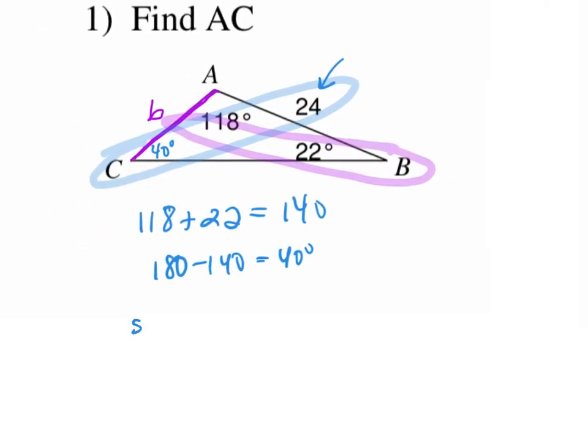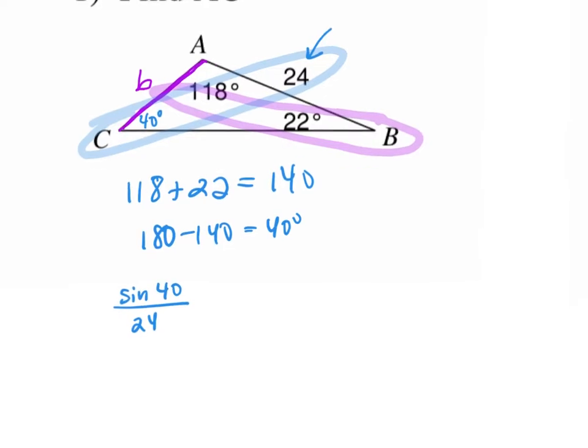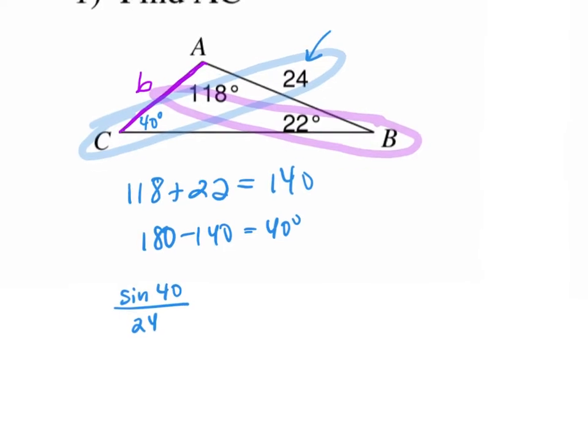You can say sine of 40 over 24. If you want to put 24 over sine of 40, you can do that. Now I'm trying to find B. So what information do I know about B, and then what am I looking for? Am I looking for the angle, or the side? I'm looking for the side. So my B is going to go right here because it's lowercase and it's a side. And on top, I'm going to say sine of 22. Does anybody have any questions about how I just set that up?